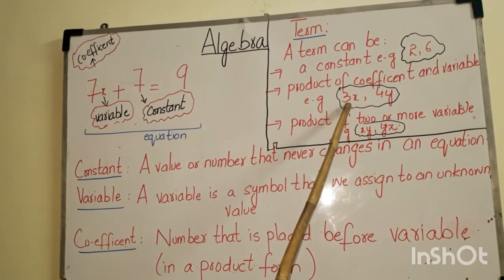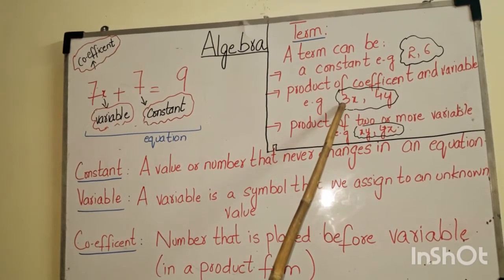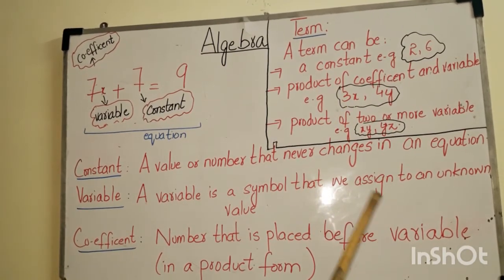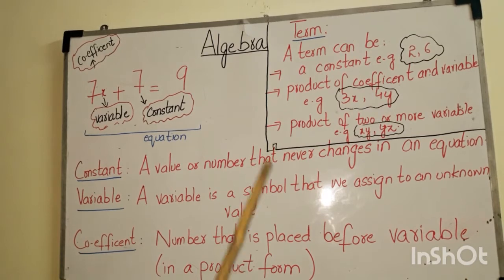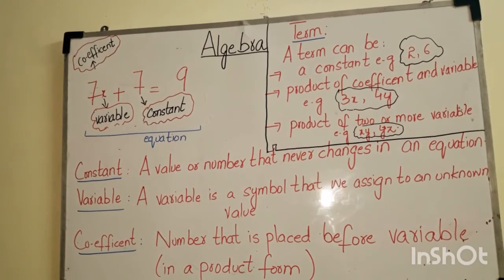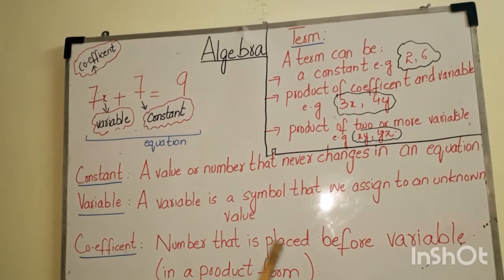Individually, x is the variable and 3 is the coefficient, but when 3 and x are combined together, what will I say to it? I will say this 3x is a term. This 4y is a term. Term is a very important concept in algebra. You need to know what a term is.